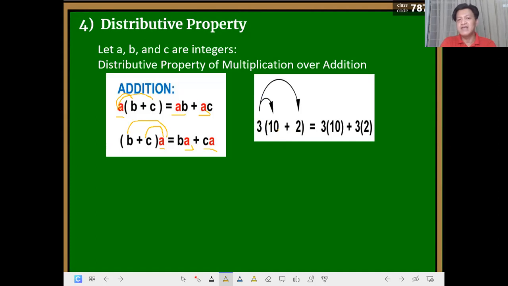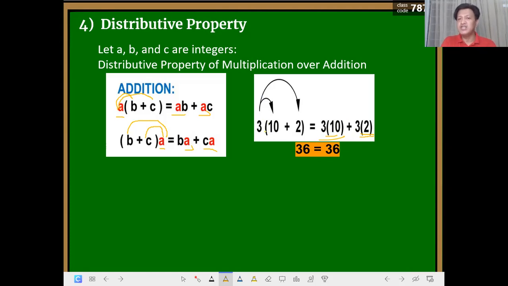Kaya 3 times 10, ito yung 30 actually na yan. 3 times 2 will become 6. Kaya 3 times 2, 6 yan, no? Kapag sinimplify natin, di ba, paano ko malalaman kung true yung statement or equation? Kapag ginawa natin ito, di ba, 3 times 10, magiging 30 to. 3 times 2, 6 to. Bali, 6 plus 30, 36 na yan. Kaya ang sagot dyan is equal to 36.